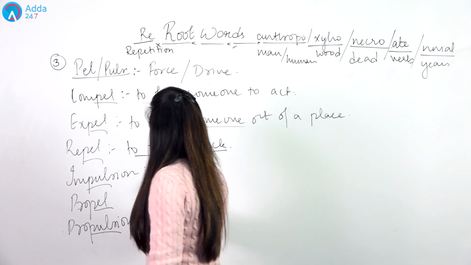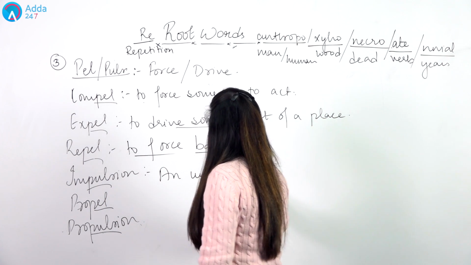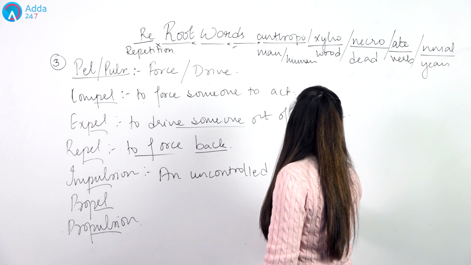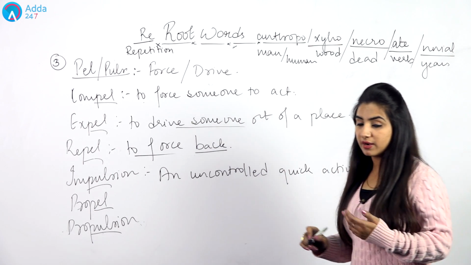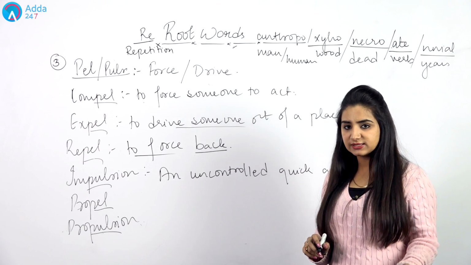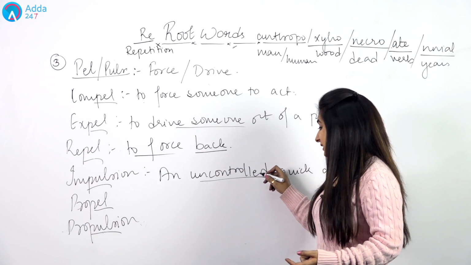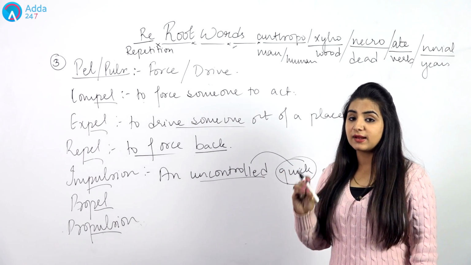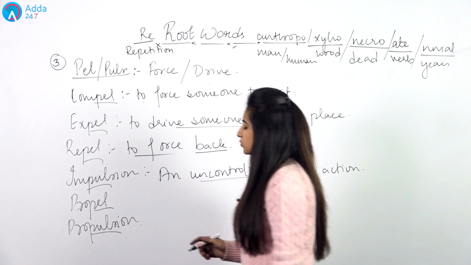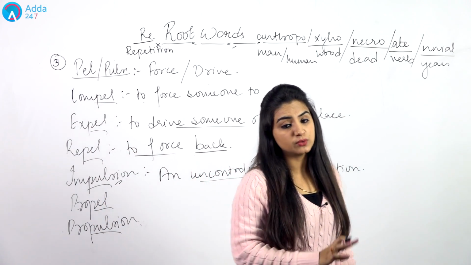Then we say impulsion. Impulsion is actually an uncontrolled quick action. For example, at times when you are angry, you say something, you don't realize that you have said wrong, but that anger was uncontrolled, and in that uncontrolled anger, you did something really quick, and that was not appreciable, right? So this is what we mean by impulsion, an uncontrolled quick action related to anything.